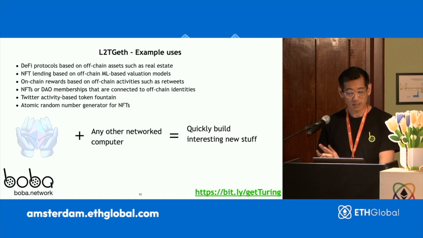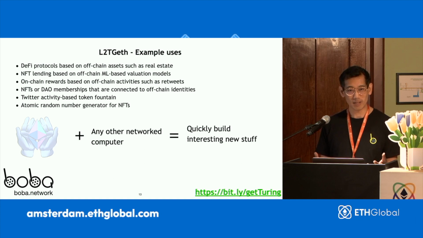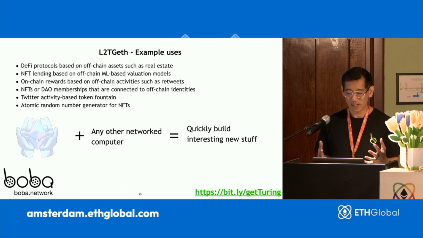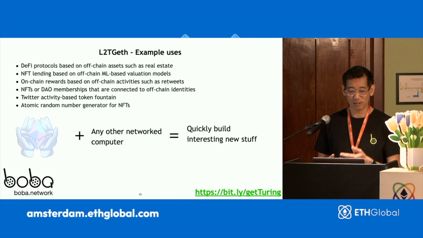You can also create a Twitter activity-based token fountain. We've created this. We've created a Boba fountain on Rinkeby. And you can also use our atomic random number generator for your NFTs. And the bottom line is, if we're able to connect this decentralized computer with the rest of the world, with other network computers, you can now create a lot more interesting applications. Right? And the list here is, we're just scratching the surface. Some of these ideas actually came from developers that started trying out Turing.